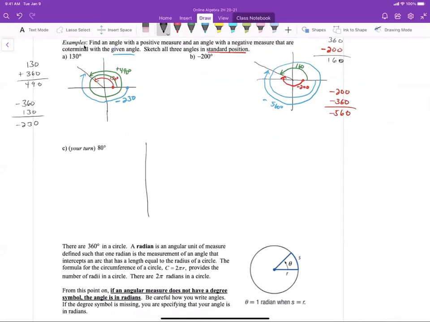Welcome back. I have a positive 80. I'm going to start from my positive x-axis. I'll be somewhere right about here.